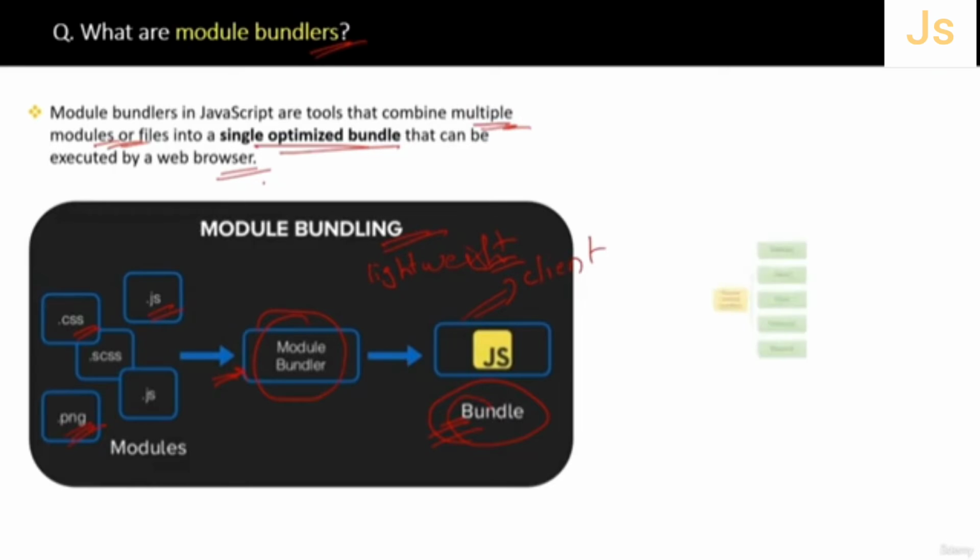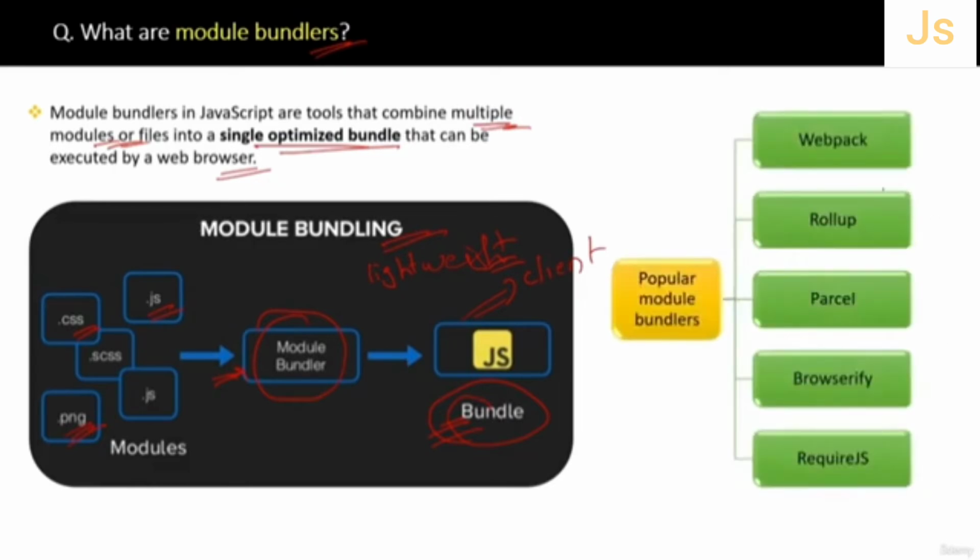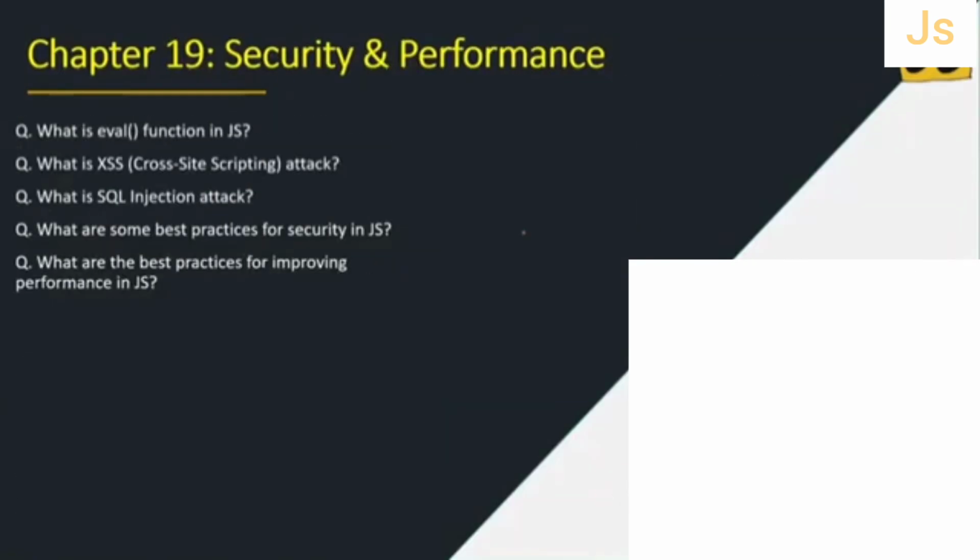Now, here are the most popular module bundler tools, which basically bundle all the files together, the JavaScript, images, to optimize it. Okay, so the tools are Webpack, Rollup, Parcel, Browserify, Require.js. We developers normally use these tools to create the bundles. Now I think you got it completely, right? Congratulations on completing the last chapter.